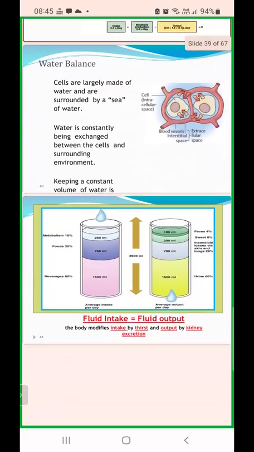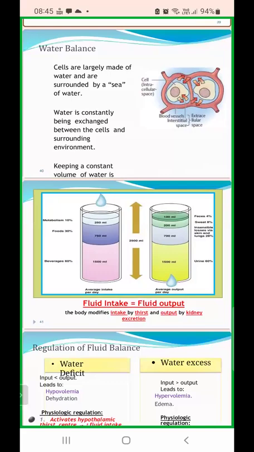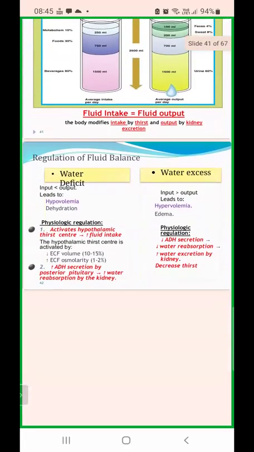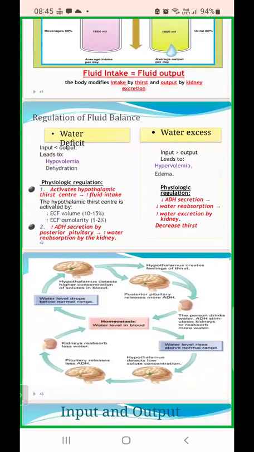Now you can see that fluid intake is equal to fluid output, and the body modifies the intake by thirst and the output by kidney excretion. Now, the regulation of fluid balance: water deficit or water excess. Water deficit occurs when output is more than input; water excess when input is more compared to output. Water deficit leads to hypovolemia and dehydration. Water excess would lead to hypervolemia and edema.